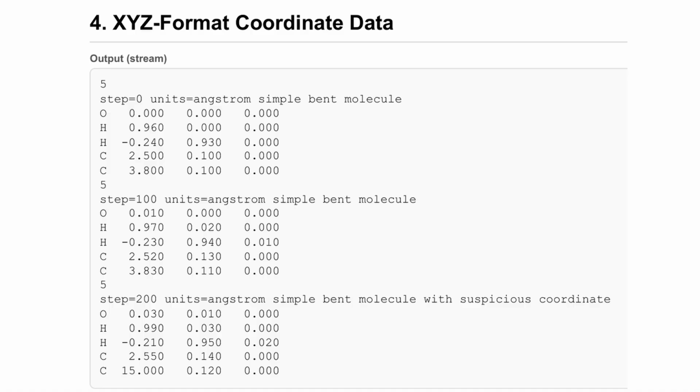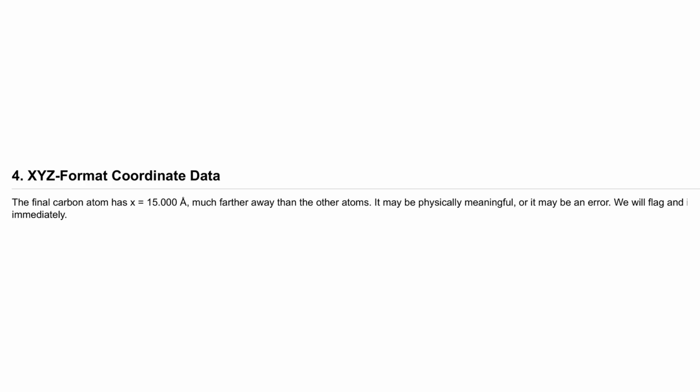Notice the regular structure, but pay close attention to the numerical values. Specifically, the final carbon atom at step 200 has an x-coordinate of 15 angstroms. This is significantly farther out than the rest of the molecule. We will design our workflow to flag this instead of blindly deleting it.